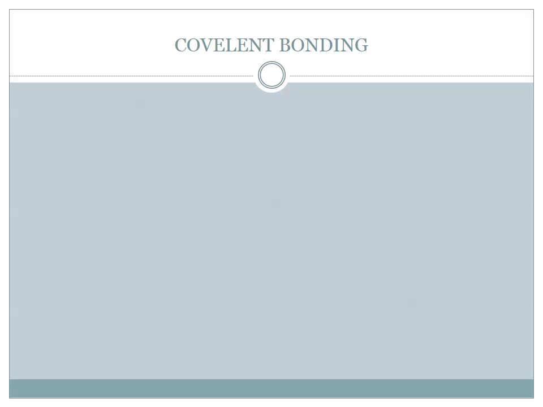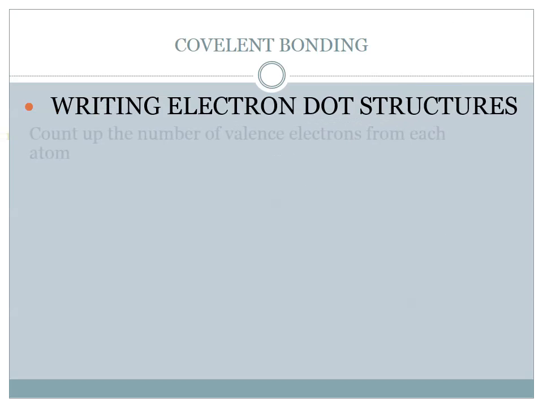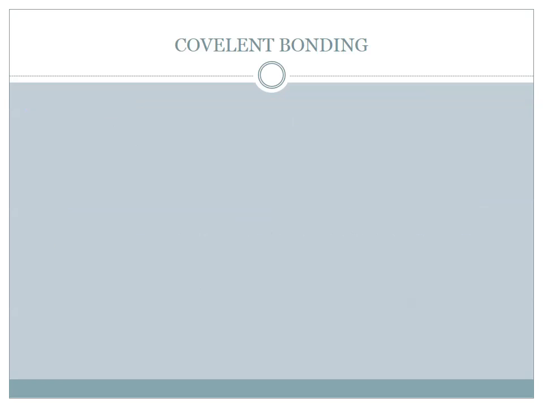So when we're writing electron dot structures, here are some things that we should be remembering. Count up the number of valence electrons from each atom. Arrange the dots about the atoms so that the octet rule is followed and no unpaired electrons remain. Check the number of electrons in the formula is the same as the total number of valence electrons initially determined.